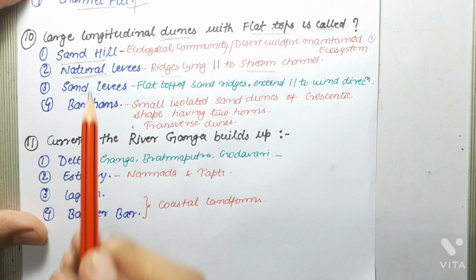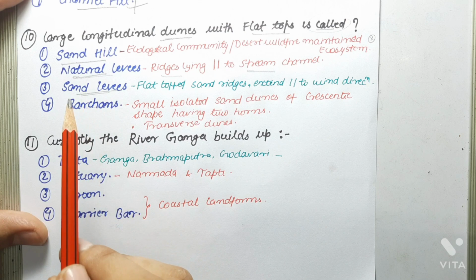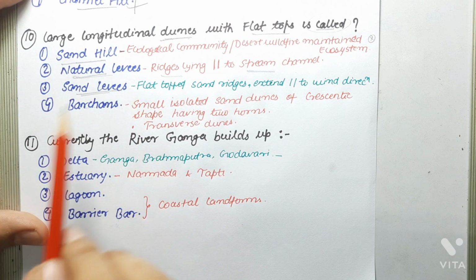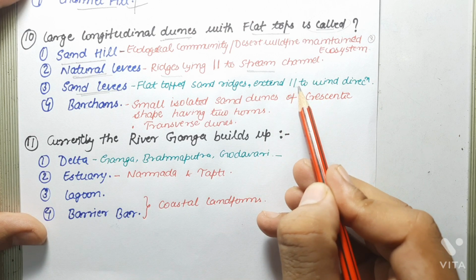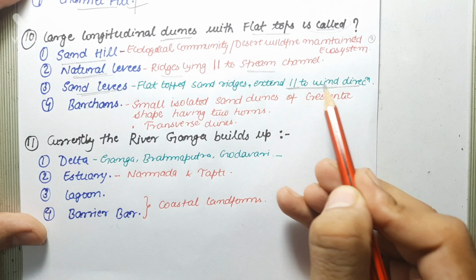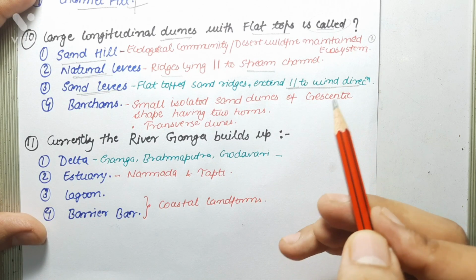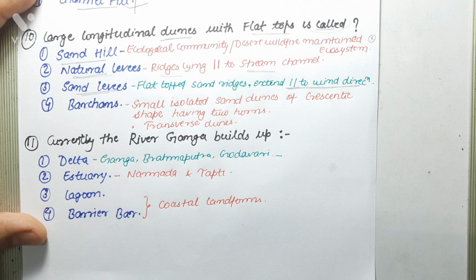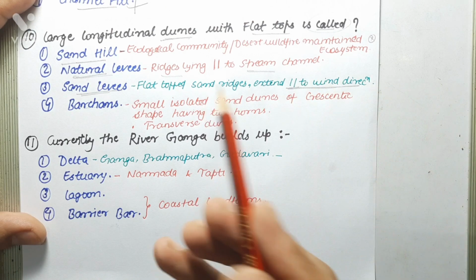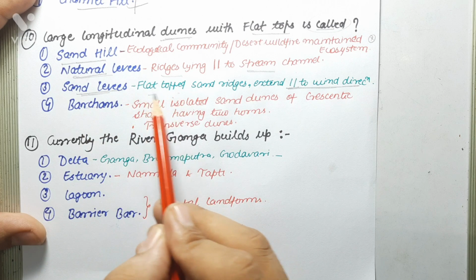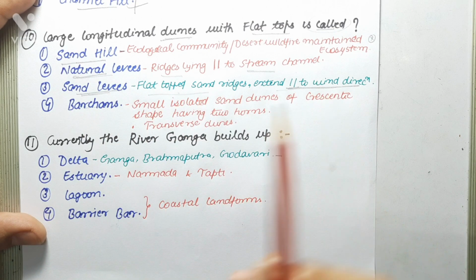Okay. Next is sand levees. Sand levees, these are also known as whaleback, and these are flat topped sand ridges which extend parallel to the prevailing wind direction. And because of parallel to the prevailing wind direction, these are longitudinal. Okay, and these are much larger dimension, and that lack collapsing feature that is marked by a shape. Okay, so that is not the point of concern. The point of concern is sand levees are flat topped sand ridges that extend parallel to the wind direction.